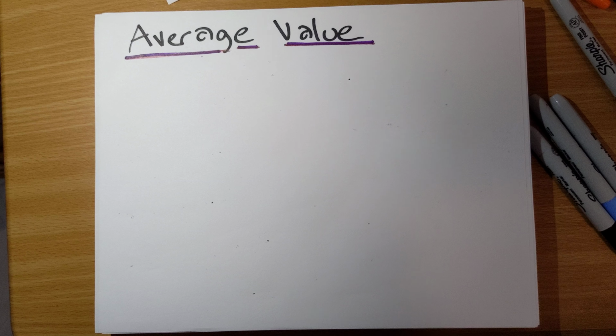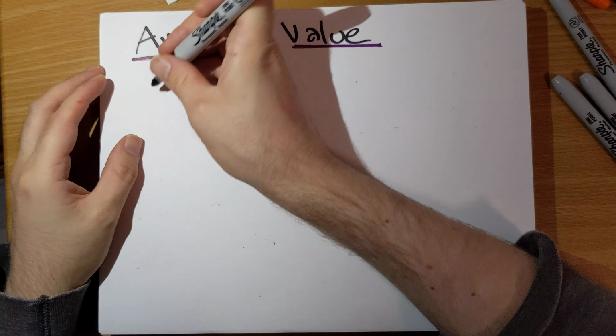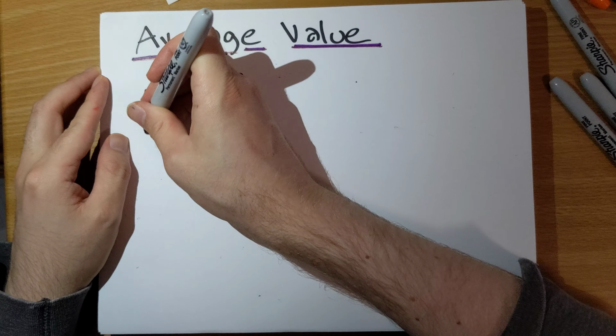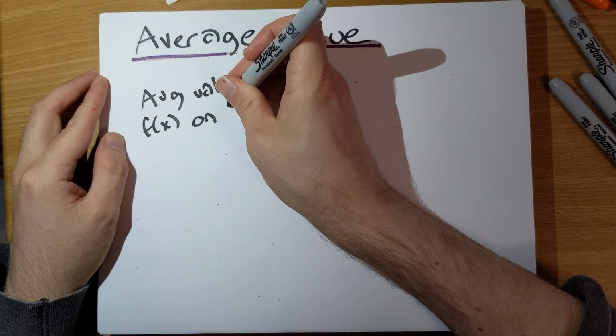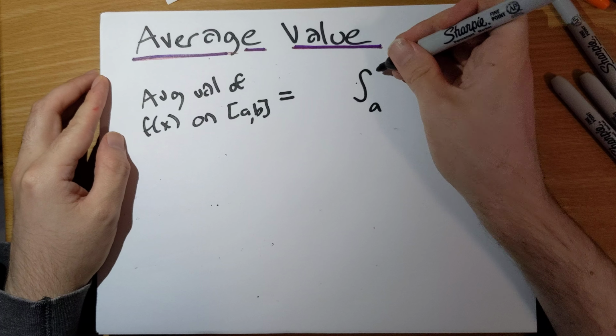Our second concept here, our second application in this section, is average value. Let's think back to the tail end of Calc 1, start of Calculus 2: the average value of a one variable function. So the average value of f of x on an interval a to b, how do you compute that?